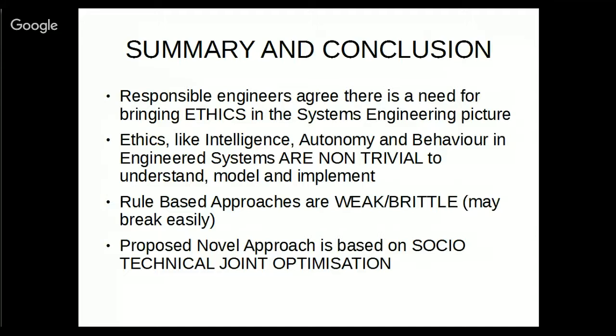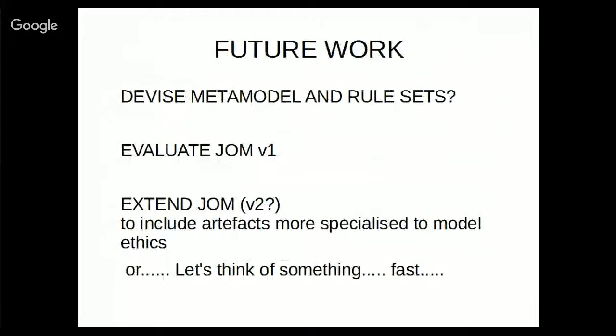Summary: responsible engineers agree that there is a need for bringing ethics into the systems engineering picture. Ethics, like intelligence, autonomy, and behavior in engineered systems, are non-trivial to understand, model, and implement. Rule-based approaches have weaknesses. They may break. And the proposed novel approach would use rules, but at the modeling stage, it would be based on socio-technical joint optimization, which is discussed in a related paper.